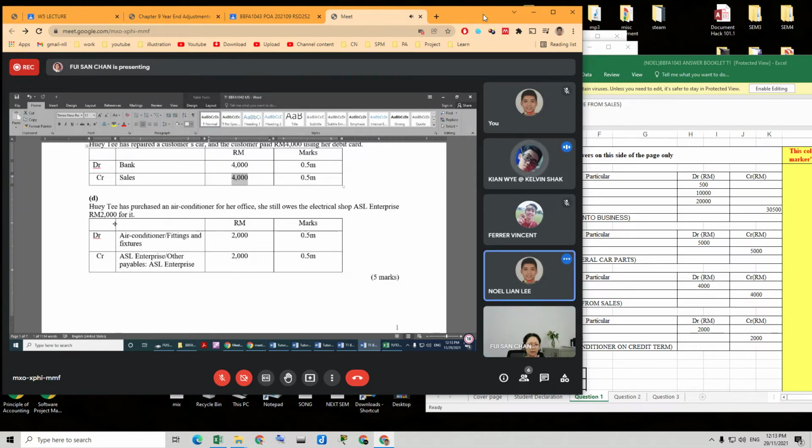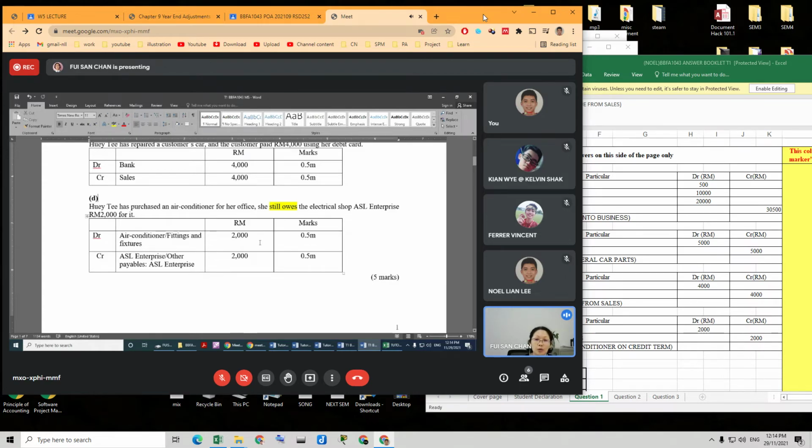Capital. Yes, capital, because you buy aircon. Aircon can be used for many years, so this one counts as furniture. Either you put aircon or you put furniture and fittings, also can. So 2,000 and credit what? You see, the keyword is here: still owe. So meaning this one is on credit, right?